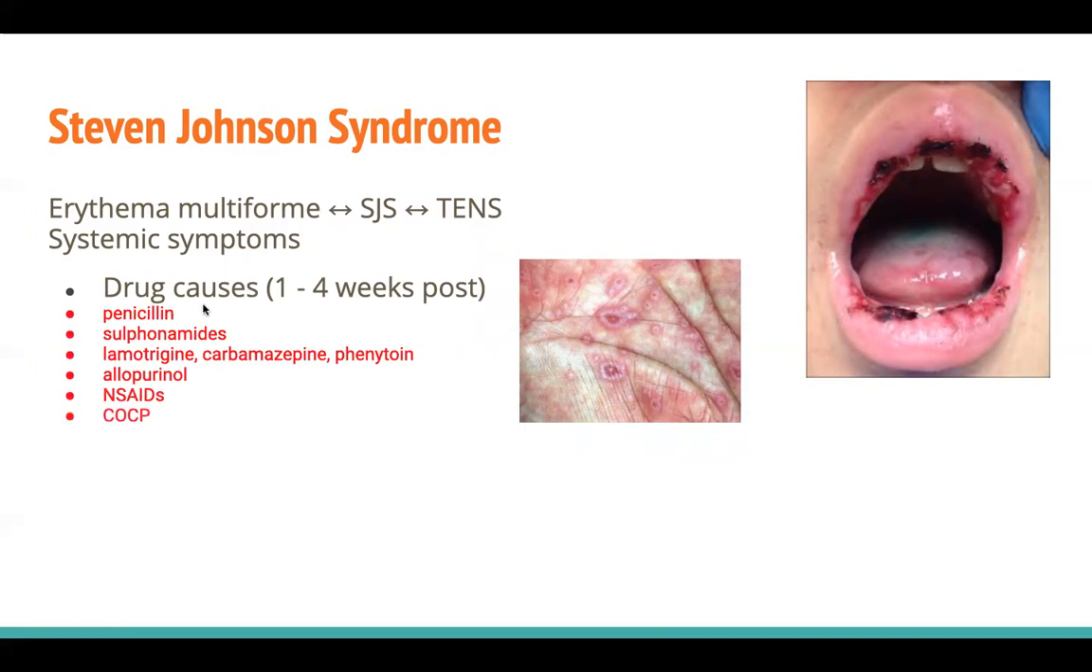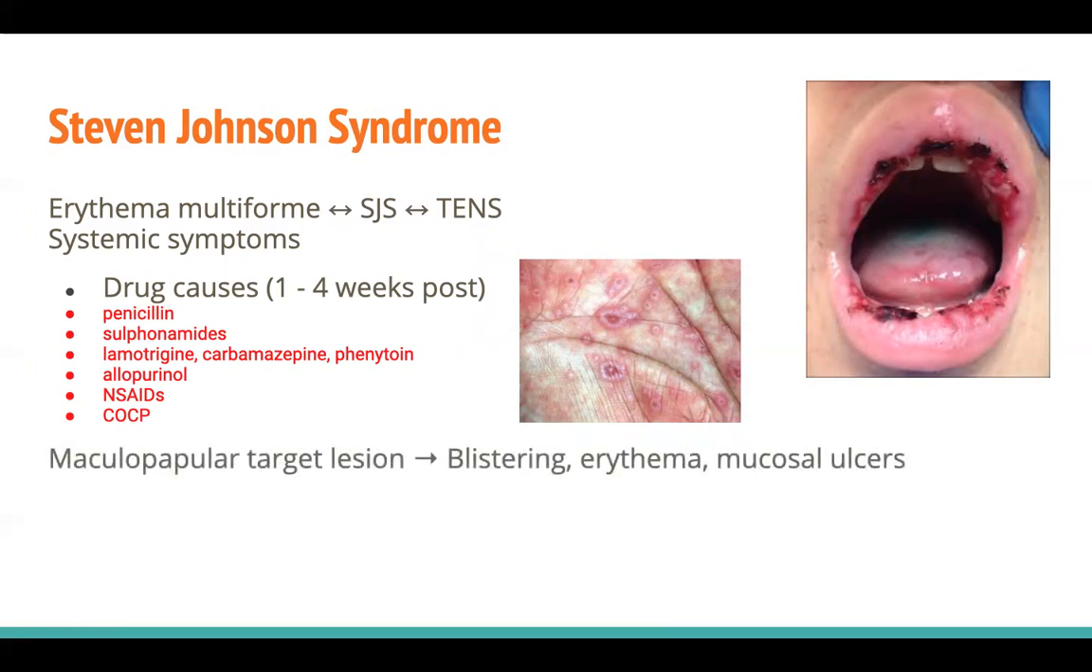The drugs that most commonly lead to Stevens-Johnson syndrome are penicillins, sulfonamides, various antiepileptics, allopurinol, NSAIDs, and the pill. So there's a large group of patients that could be affected. And they start off with these maculopapular target lesions, as seen in erythema multiforme, but then they progress to these blistering mucosal ulcers. The treatment for Stevens-Johnson syndrome is usually supportive. They need some IV fluids.